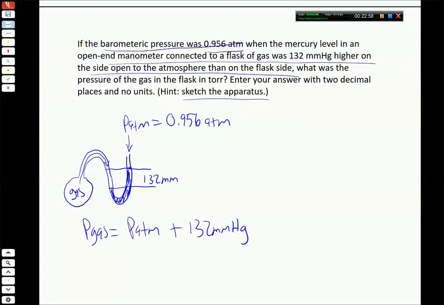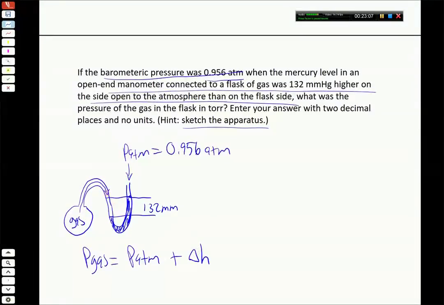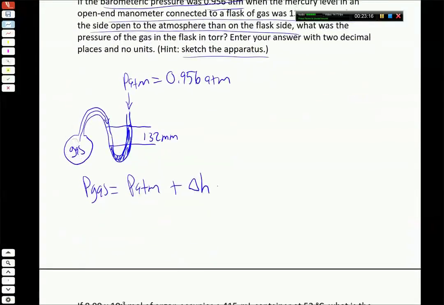So the first thing we have to do is, before we add these two together, I guess I'll write this in more general form first. So it's going to be atmospheric pressure plus delta H. It's plus because, again, the gas pressure has to be higher than atmospheric pressure to make the mercury lower on the side of the gas than it is on the side of the atmosphere, which is just going to be then the sum of these, atmospheric pressure plus this delta H, this difference in height here. But they have to be in the same unit, so we want them to be in millimeters of mercury. So we're going to have to multiply this times 760 millimeters of mercury per 1 atmosphere.